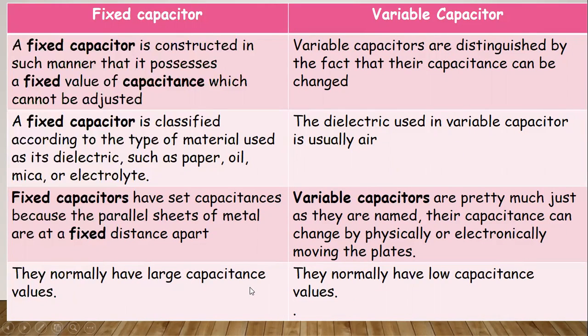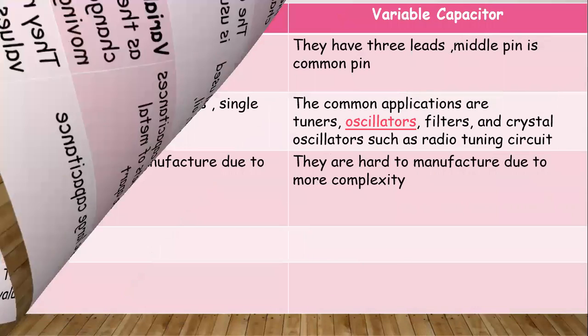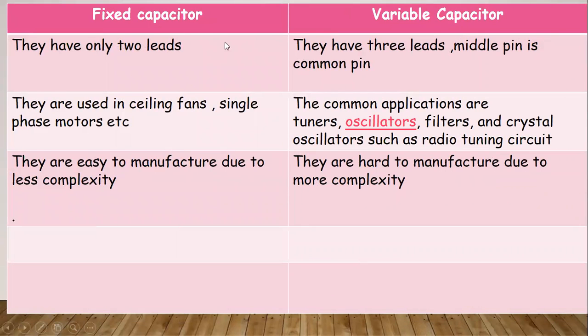Fixed capacitors normally have large capacitance values. Variable capacitors normally have low capacitance values because in the circuit only a small area of the plate can be used, so they must have low capacitance. Fixed capacitors have two leads. Variable capacitors have three leads, and the middle pin is the common pin. Fixed capacitors are usually used in single phase motors, ceiling fans, etc. The common applications of variable capacitors are tuners, oscillators, filters, and crystal oscillators, such as radio tuning circuits. Fixed capacitors are easy to manufacture due to less complexity. Variable capacitors are hard to manufacture due to more complexity.